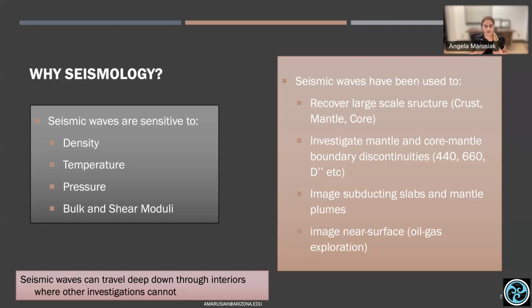But really the thing that I want to highlight is that seismic waves can travel deep down through interiors where other investigations can't. So we can partner with things like gravity measurements and radar. They all work very well together to determine different boundary layers. But seismic waves are pretty unique in that they're able to go all the way down into the deepest parts of these planetary bodies. And that's why I want to see, can we use seismic waves to look for clathrates?